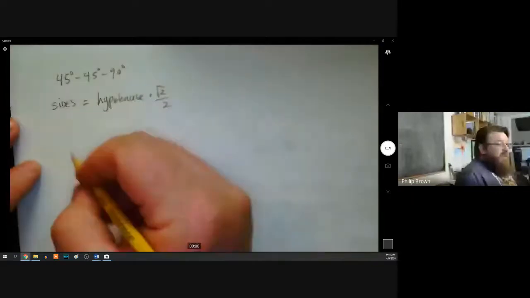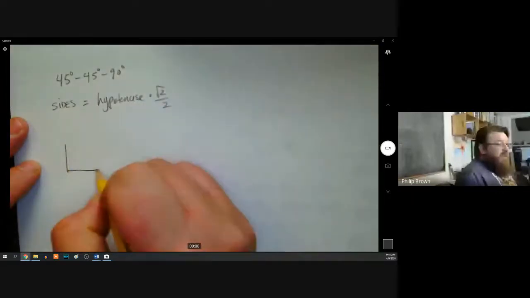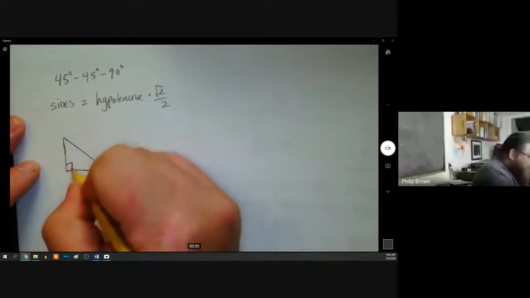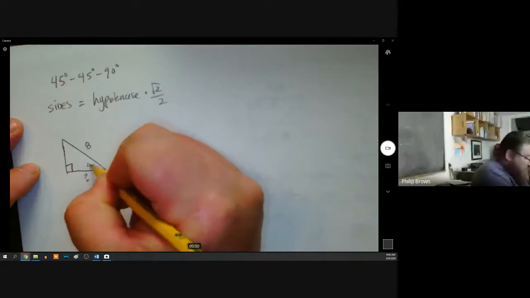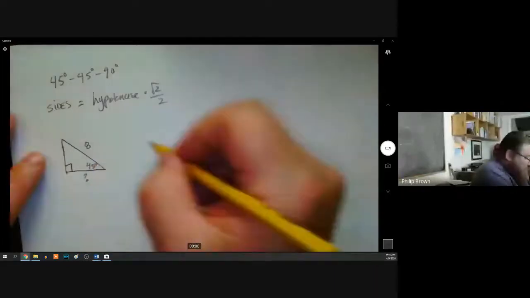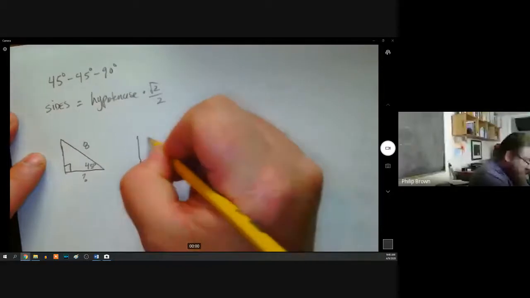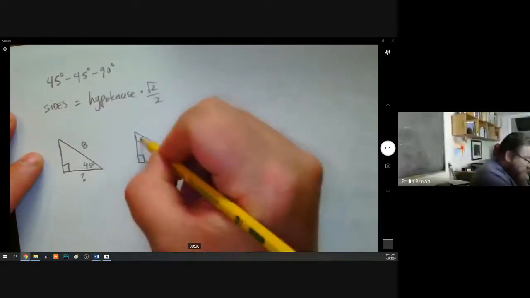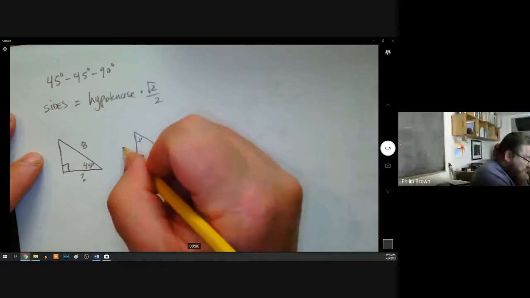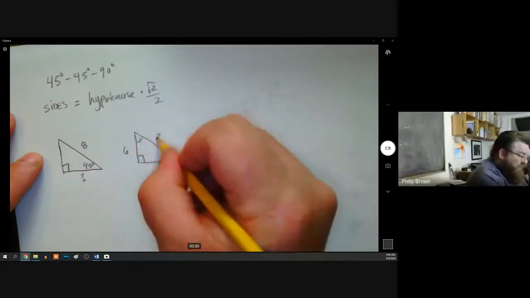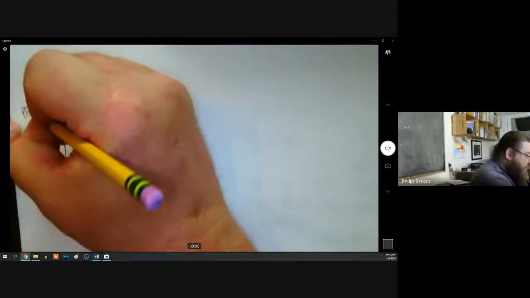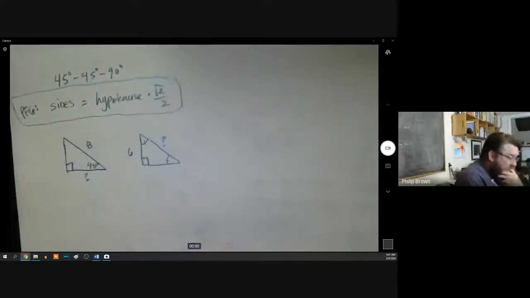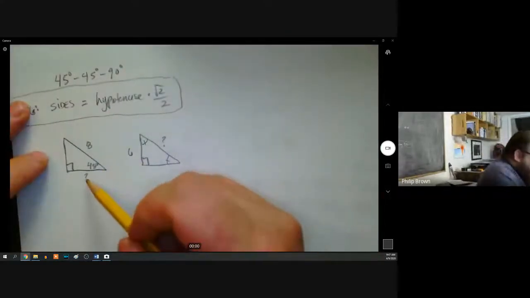We can use that two ways. If we know the hypotenuse and want to find the side, we could use it that way. Or if we know the side and want to find the hypotenuse, we could use it either way. Like this right here, this is your PFG. That's your formula.